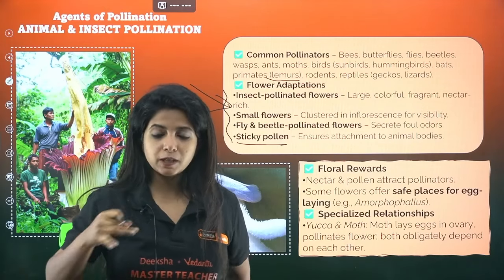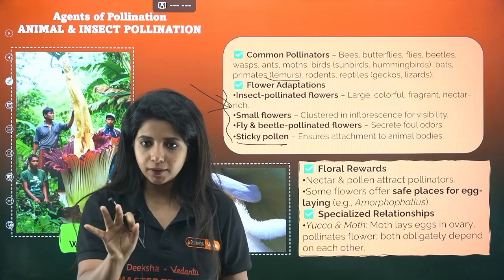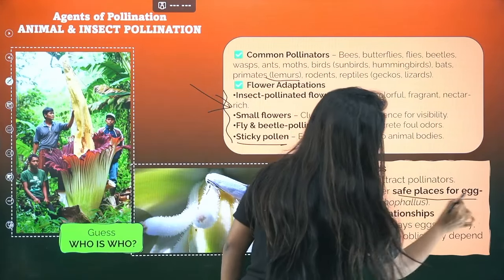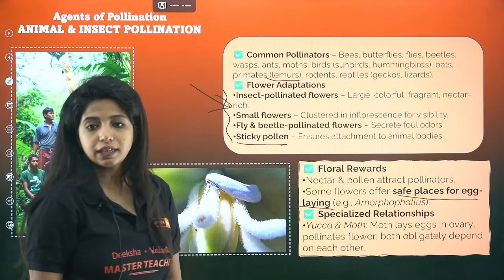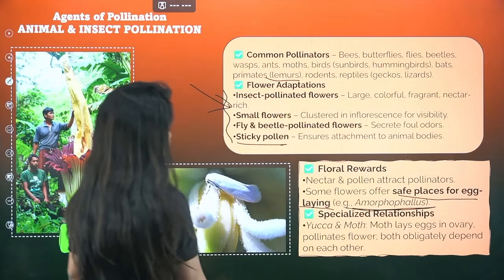Some pollen grains will be eaten up, some pollen grains will be transported. And the reward can be shelter. 3 rewards can be there. And the most common reward is providing safe places for egg laying, as I said, shelter. And this is found in Amorphophallus.